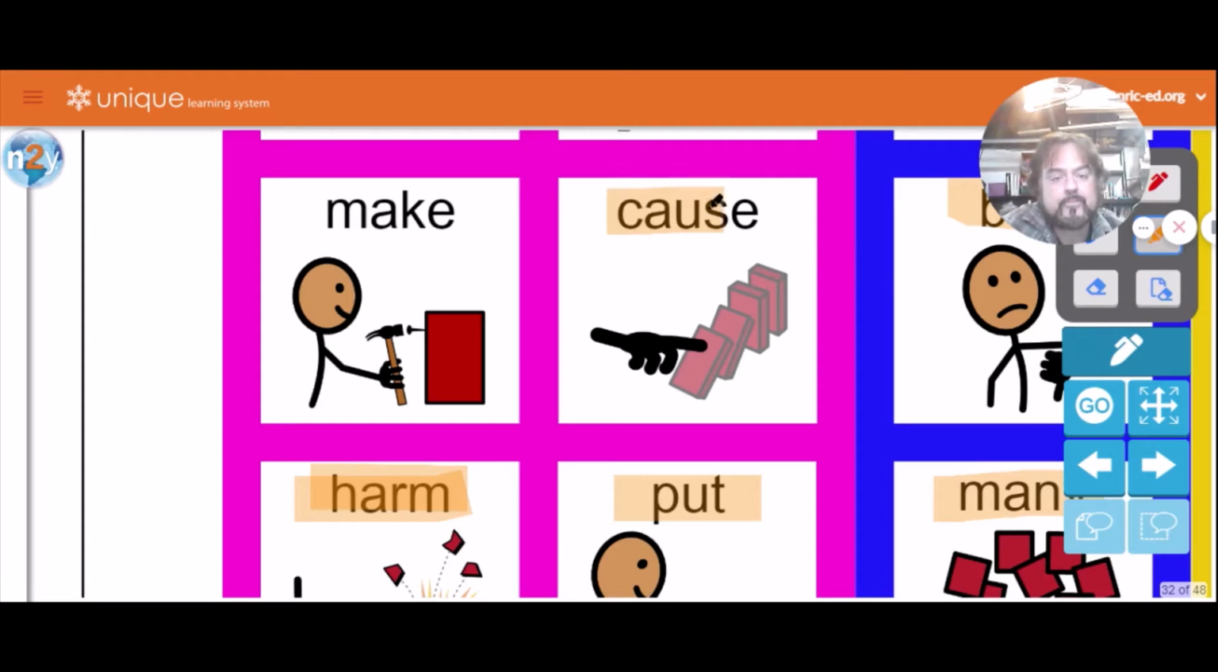Cause. Like the domino effect. You hit one domino and they all go down. What causes something? You have to find out what the cause is. Make. When you make something, you might make something out of clay, or you might make something with a hammer and nails and wood. Okay.